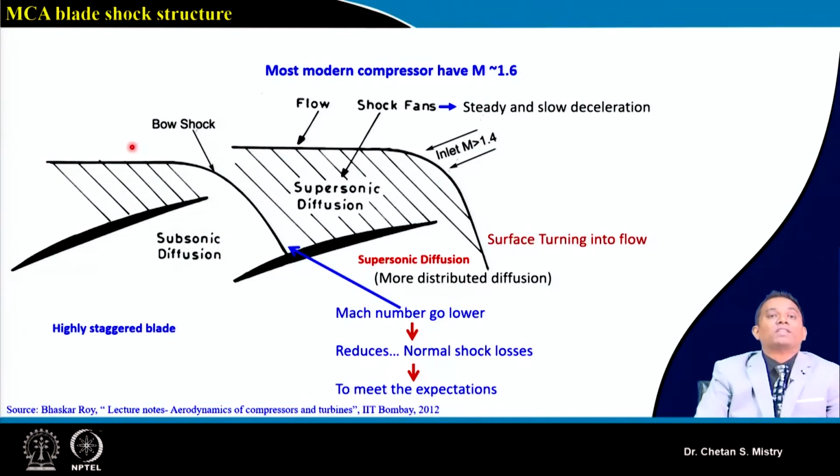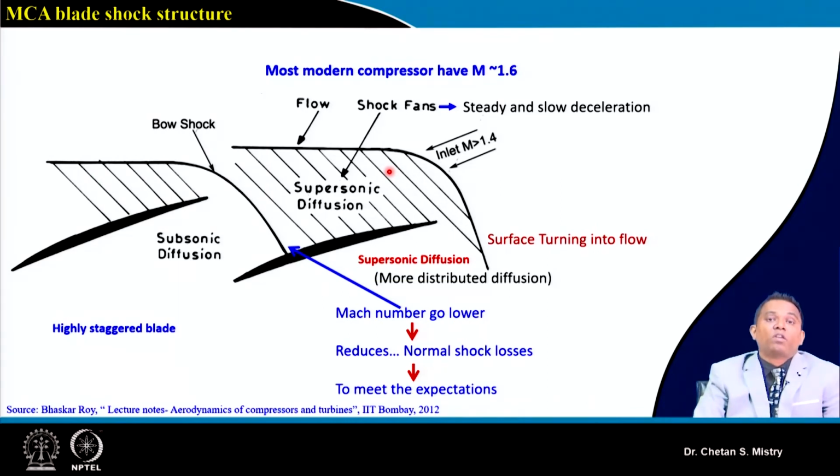So this is representing multiple circular arc. These are highly staggered blades, and if you look carefully, we have one circular arc, second circular arc, third circular arc, and fourth circular arc. Do not get confused, this is not your double circular arc. Now what happens, because this is highly staggered, when my flow is incident on the blade, it will be subjected to this kind of bow shock being formed.